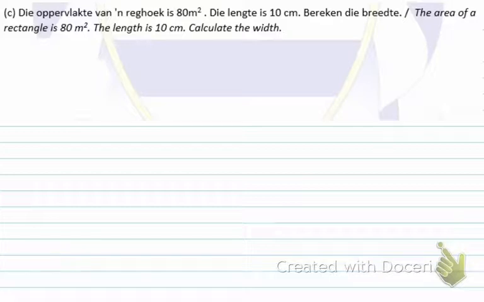Calculate the width. The area of a rectangle is 80 square meters. The length is 10 centimeters. Calculate the width. We have a problem here because we're working here with square meters and centimeters.